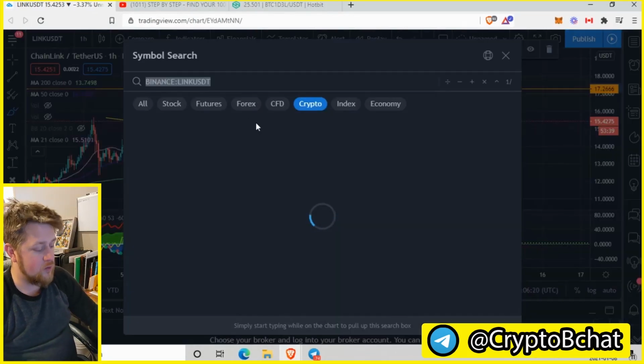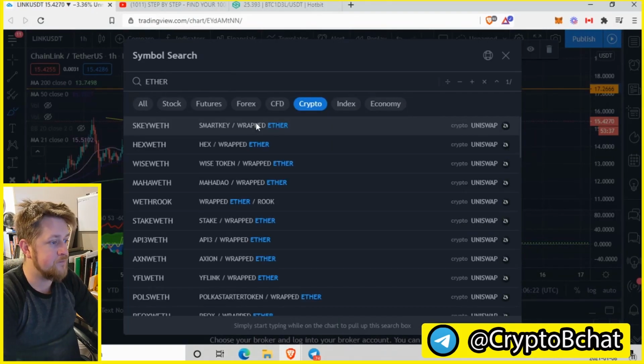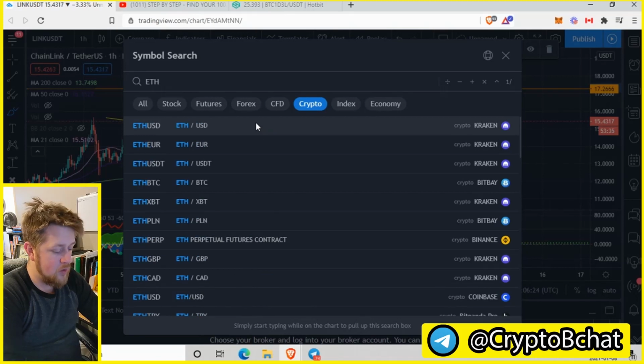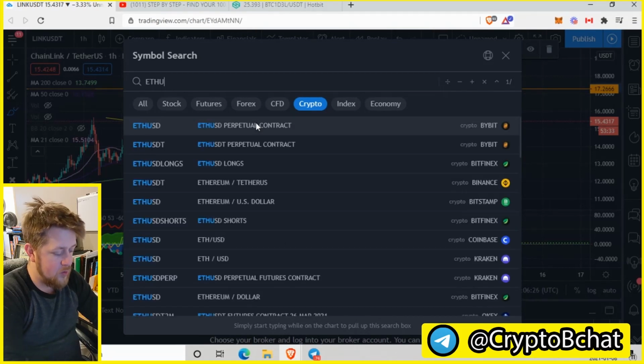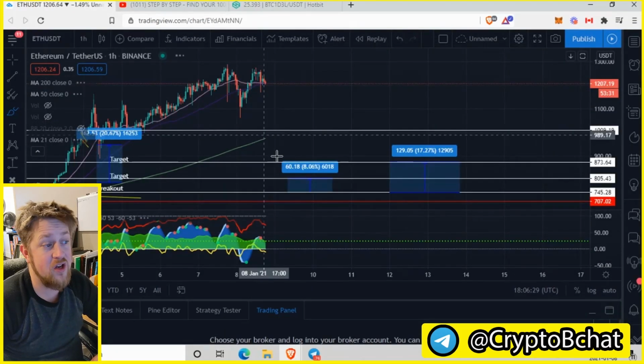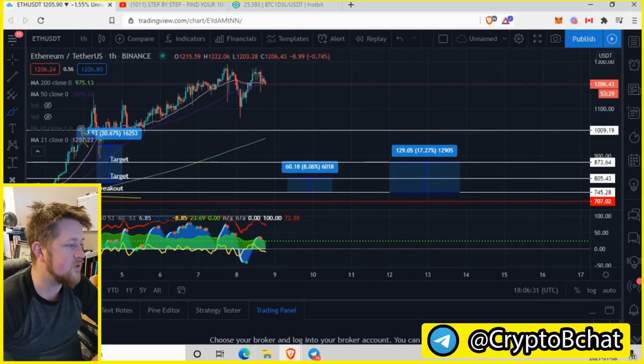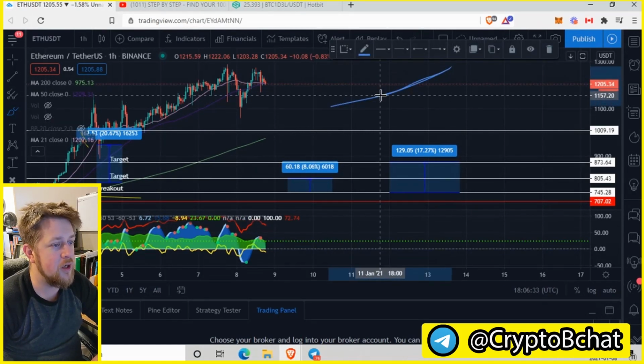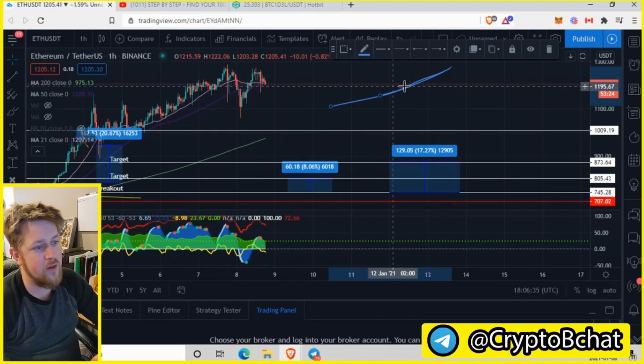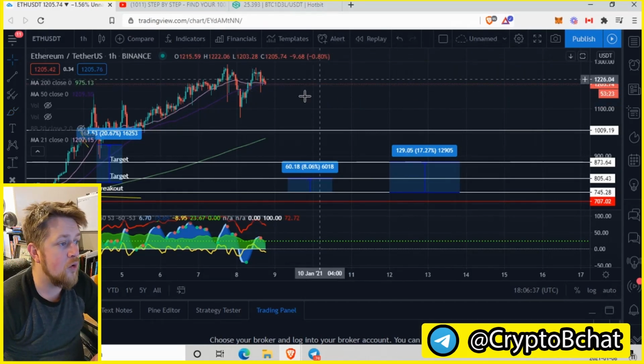Okay, let's take a quick look at Ethereum, ETH USDT, and I trade in all USDT, guys. Why? I'm just conditioned that way. Here's the old chart. Let's get that out of there. So here's the old chart.